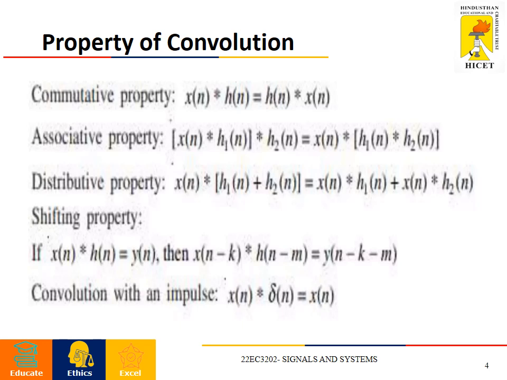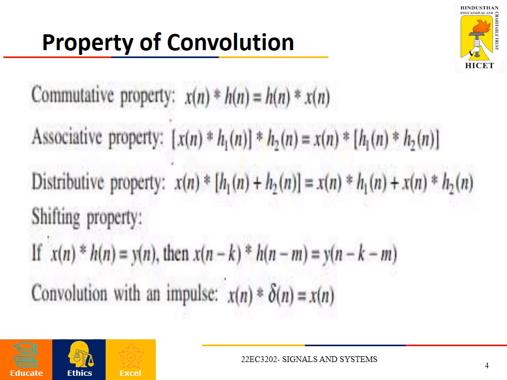The next is the associative property. Here x of n convoluted with h1 of n, and the answer again convoluted with h2 of n, will be the same as h1 of n convoluted with h2 of n, and the answer again convoluted with x of n. Both are the same.